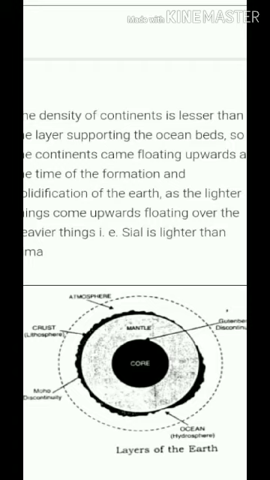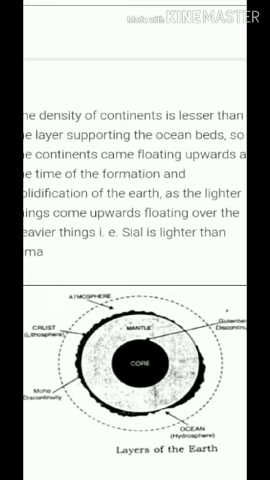Now our third layer, the core, lies below the mantle and is around the center of the earth. It is called barysphere, which means heavy metallic rocks. The boundary between the mantle and the core is called the Gutenberg discontinuity. It means the boundary between core and mantle. See here this arrow line, it is called the Gutenberg discontinuity.